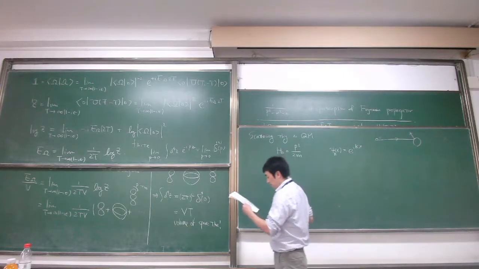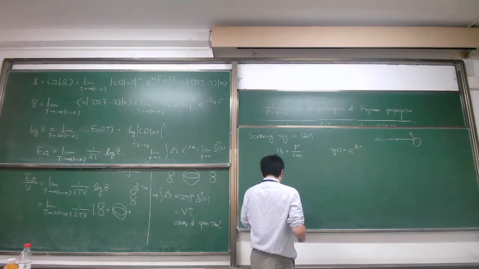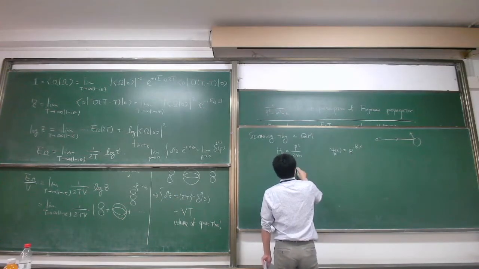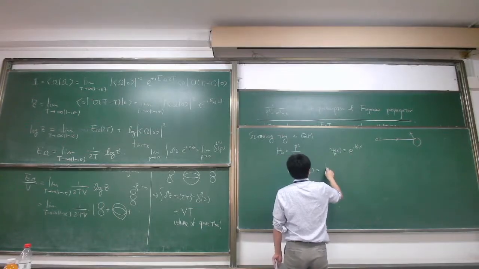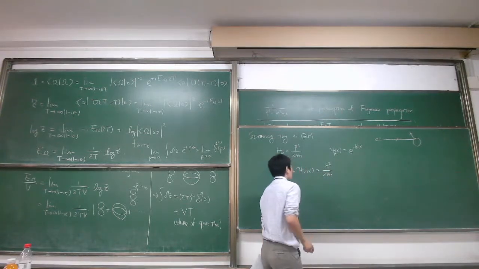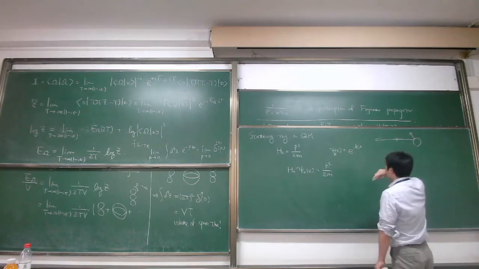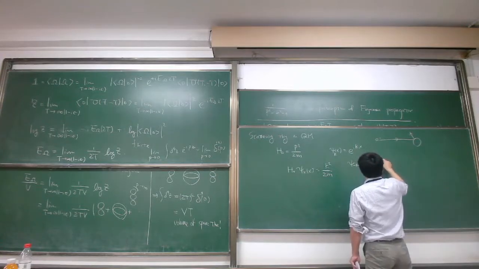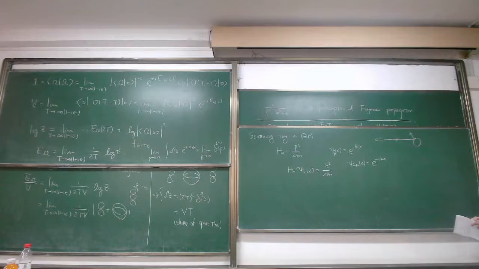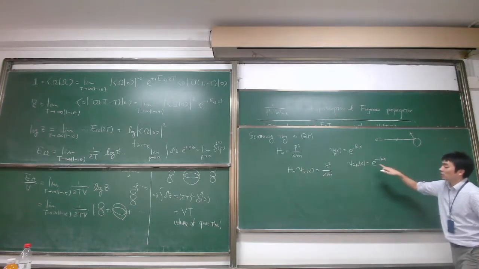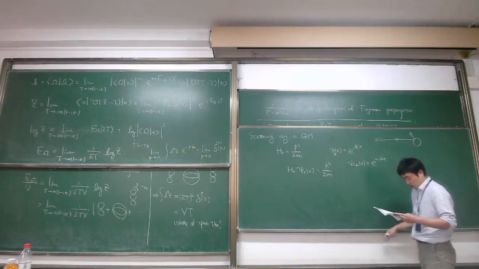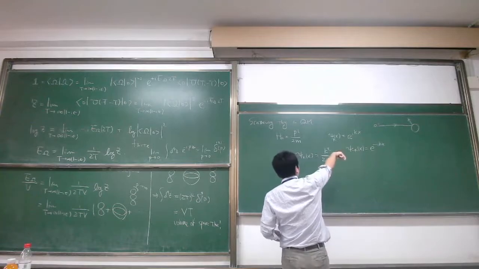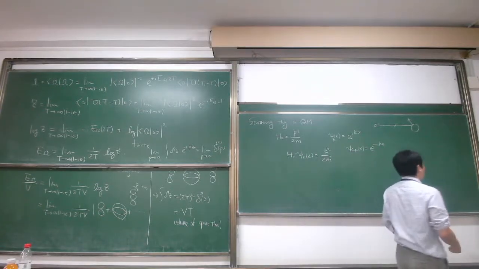The eigenvalue: H naught acting on psi k of x is equal to k squared over 2m. So there are two eigenfunctions. Minus k also has the same eigenvalue. It's super easy. Minus k also has the same eigenvalue, but you can also have a superposition or linear combination of these two.